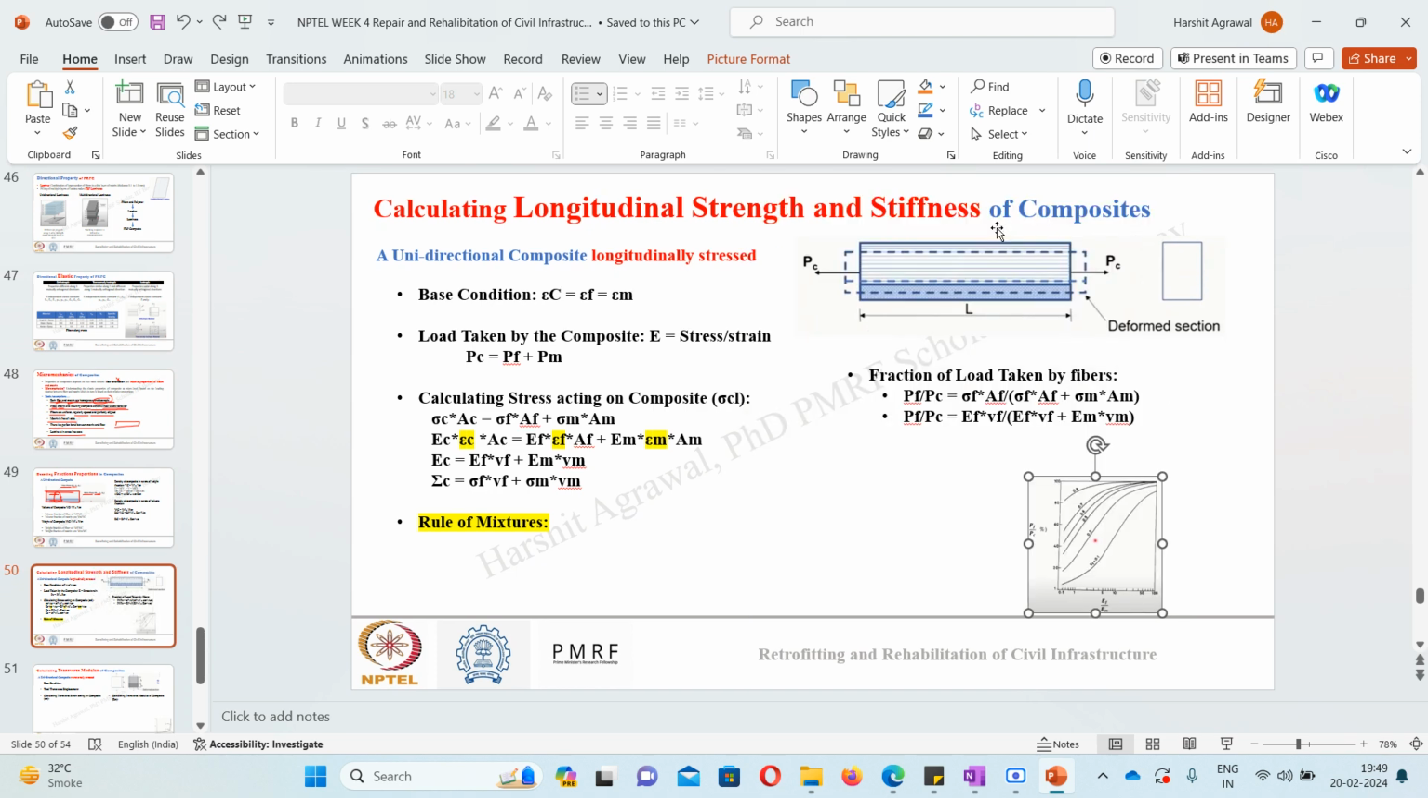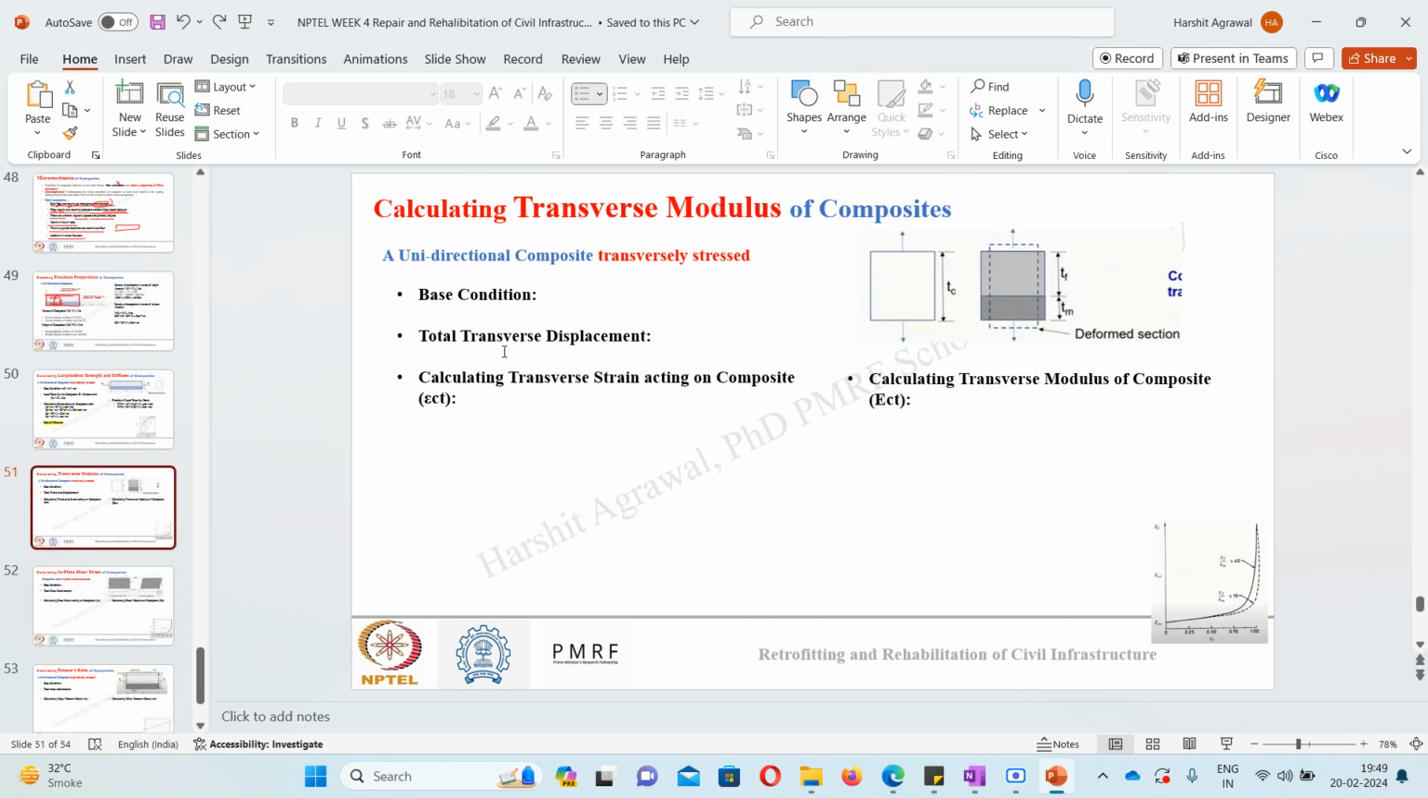Okay, so this was about when there is a longitudinal force acting on the composite. Similarly, we can talk about the transverse case, when there is transverse stress acting on the composite. In this case, in the transverse direction there is some load acting, due to which there is a deformed section. So in this case, we say the stress is acting uniformly on the member. Okay, so my sigma.